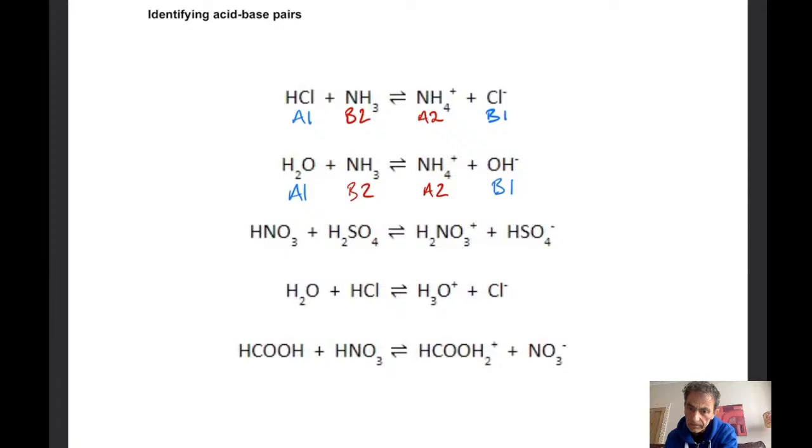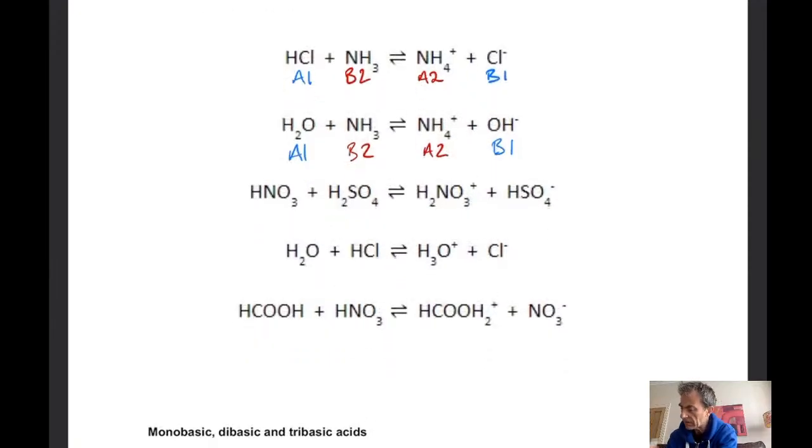So maybe this one, Sadiqa, is what you're talking about. Let me know if you think it's anything like what you're thinking about. Right, so nitric acid, let's look at this first.